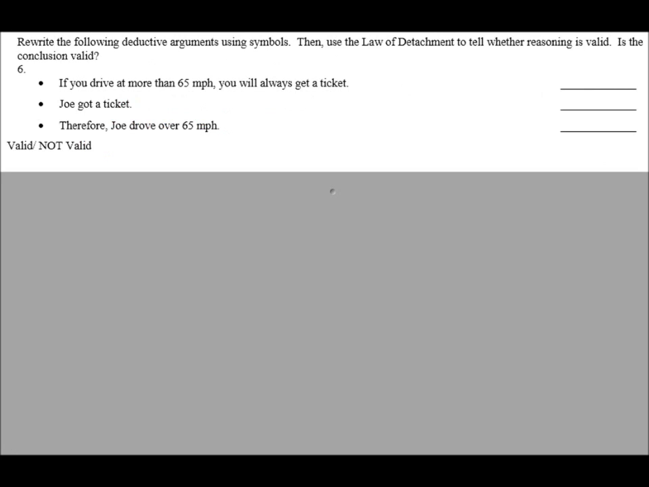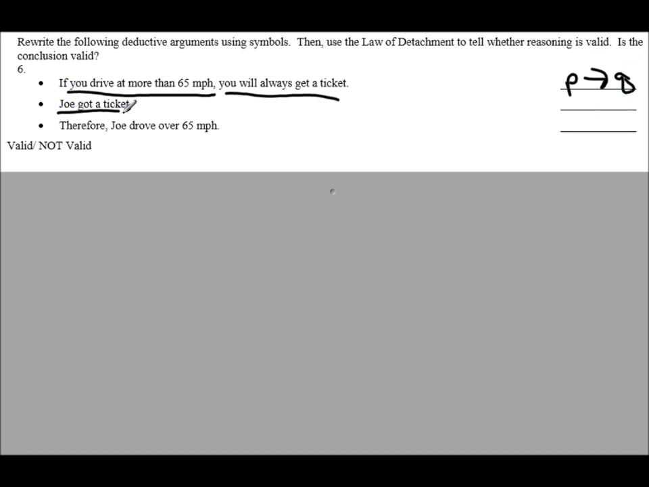Okay, example number 6. Rewrite the following deductive argument using symbols. Then use the law of detachment to tell whether the reasoning is valid. Is the conclusion valid? So we start off with, if you drive more than 65 miles per hour, that's our hypothesis, you will always get a ticket. Then Q, our conclusion. Joe got a ticket.